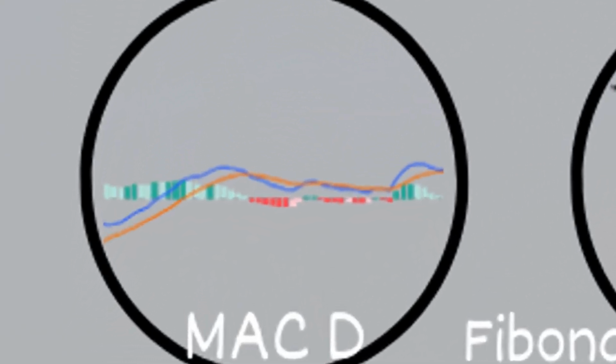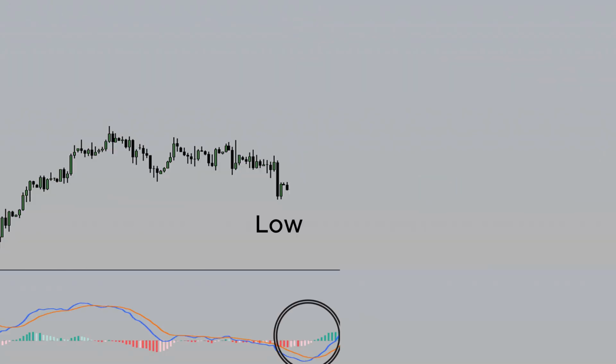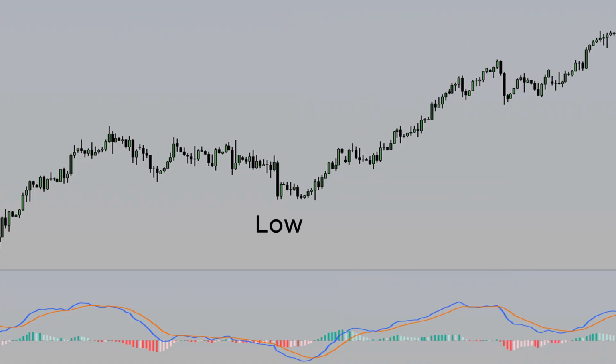MACD. The MACD, or Moving Average Convergence Divergence, is a trend-following indicator that shows the relationship between two moving averages. When the MACD line crosses above the signal line, it's a bullish signal. When it crosses below, it's bearish. Here, we see price at this low, but the MACD is starting to cross over, hinting at a reversal. And like we thought, price reverses to the upside.